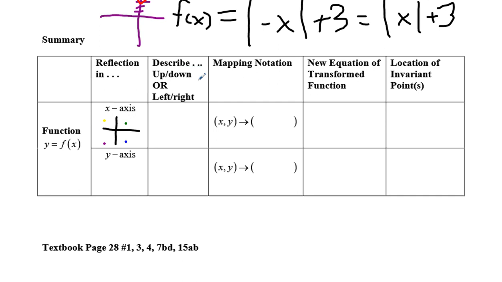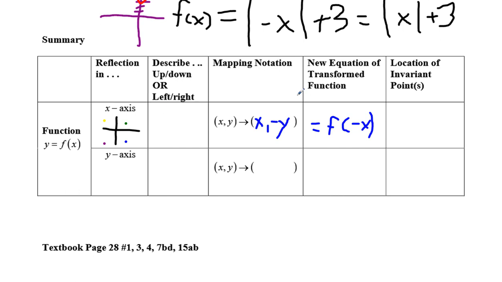What's the mapping notation? Well, you are only going to influence the y's. So the x stays the same, the y gets a negative on it. If you were positive, now you're negative. If you were negative, a double negative makes you positive. What is the new equation? Well, therefore, it is simply going to be this. We got y equals f of negative x. All right, because we are reflecting in the x.